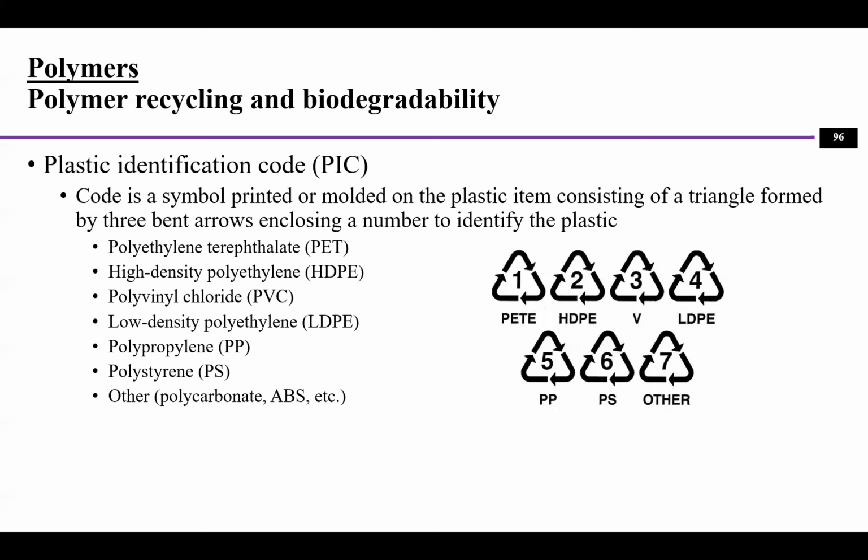Some of the polymers can be biodegraded, but it still takes quite a long time. Typically, for polymers like PET, it might take hundreds of years, at least 100 years, to degrade in the land.